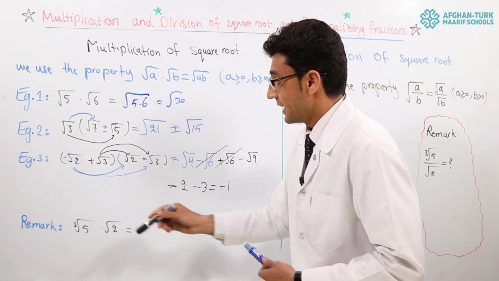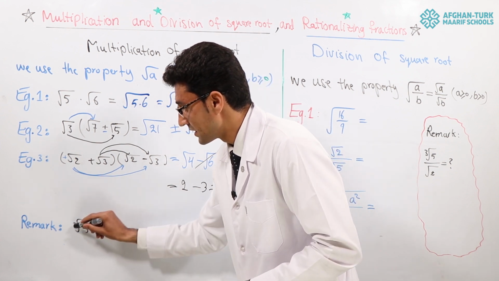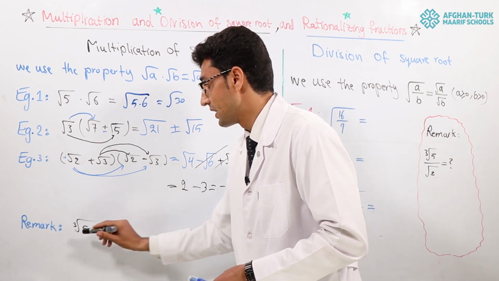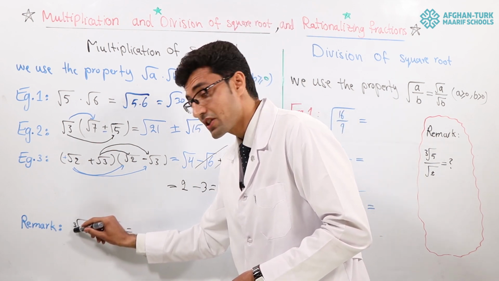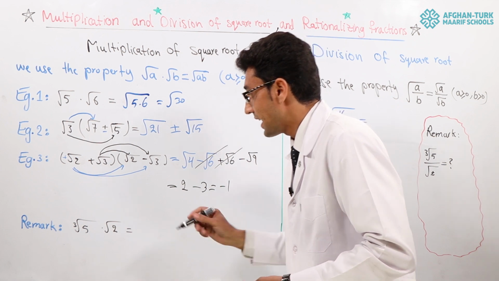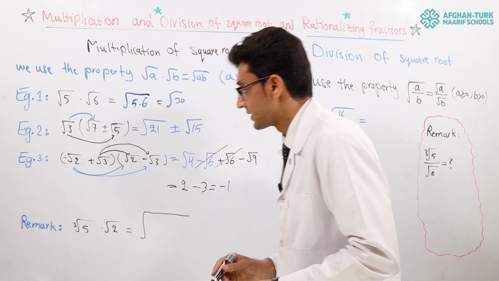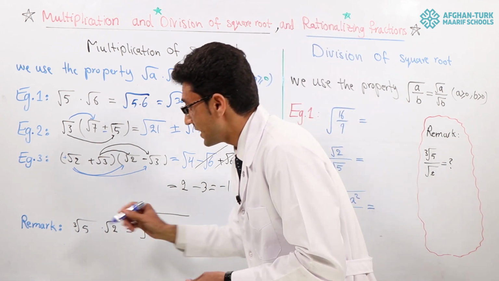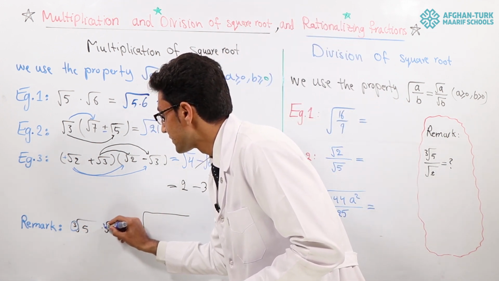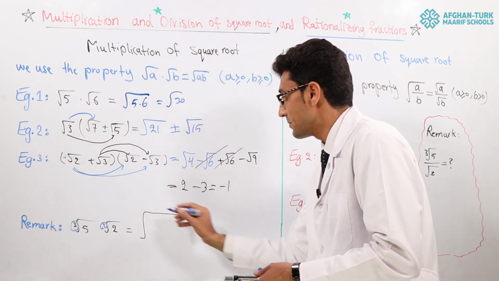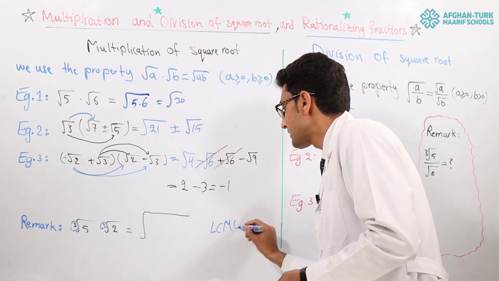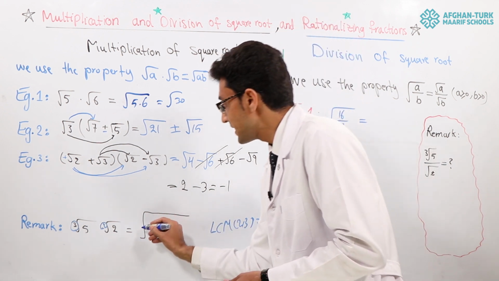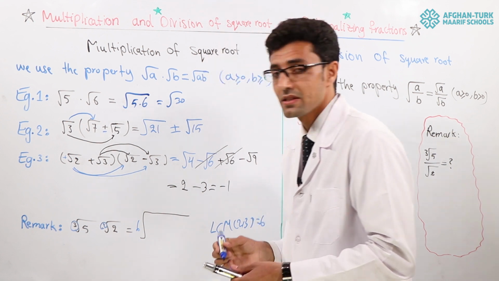Remember that here we have two different degrees of a root. This is out of our lesson, but we have to understand. This is a square root, this is a cube root, and this is a square root. At first, I want to write a whole square. Okay? Then, what is this? 3. What is this? 2. So, who can tell me what is the LCM of 2 and 3? LCM of 2 and 3 is 6. It means I can have a root with degree 6.